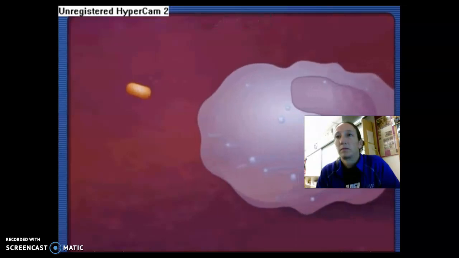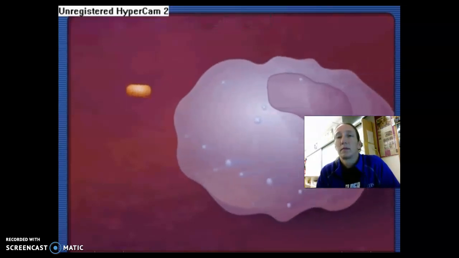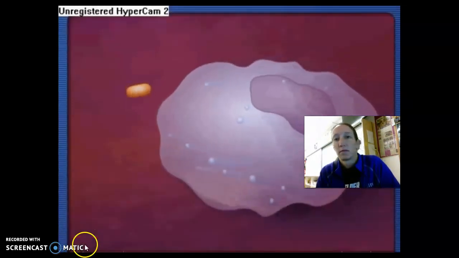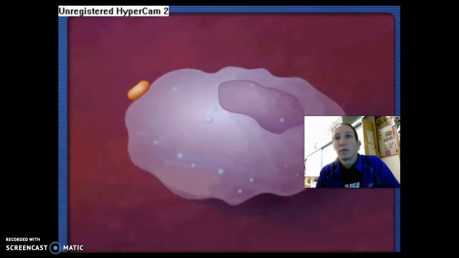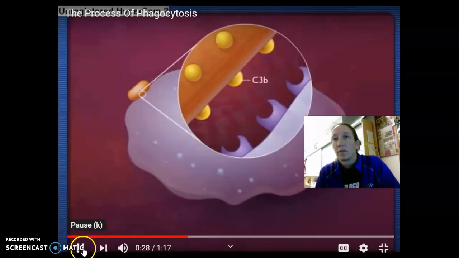Released by injured mammalian cells or by components of the complement system. The phagocyte moves into the area of invasion and then attaches to the microorganism. The attachment is mediated by a variety of surface receptors, including antibody, lipopolysaccharide, and complement receptors. For example, the C3b component.